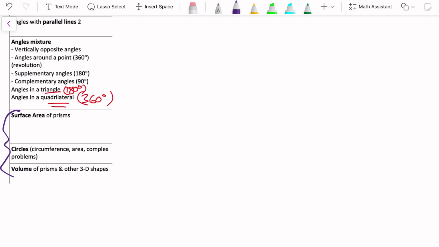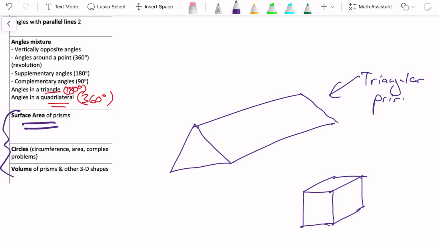Anyway, this is what students should have done last year. So surface area of prisms, that basically means taking a prism, a 3D shape that can be cut into slices, and working out the area of the outside. It's a prism because you can cut it into slices that look identical. Okay, cutting it this way.